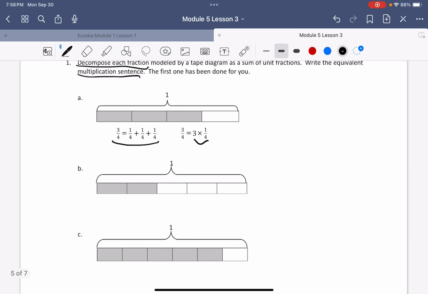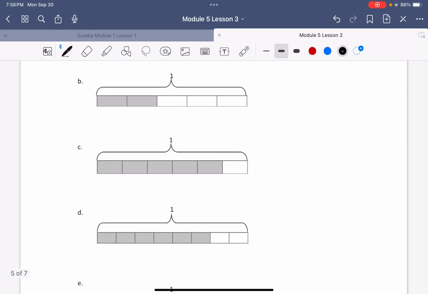So let's try the next one together. We have a fraction. So let's look at this. We have 2 parts shaded in out of how many parts total? 5. So we have 2/5 as our fraction. We can decompose that fraction by saying 1/5 plus 1/5. To multiply, we can say that we have 2 times 1/5, which equals 2/5. We did 1/5 2 times.